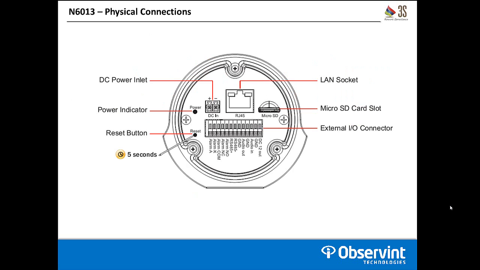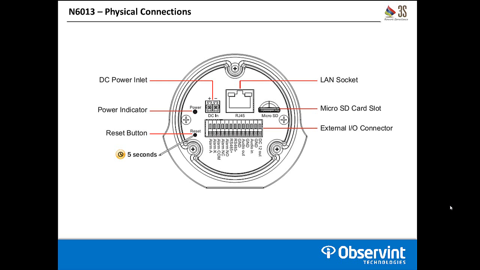Just to show you the physical connections on the back once that cap is removed, it's very cleanly laid out, very spaced. You have a DC input power on the top left, power indicator button right next to that, your LAN socket, your microSD, and then your external I/O. So you have one external I/O connector, which is going to be for your alarm in and output, your audio in and out. You'll notice here there's an RS-485 shown.